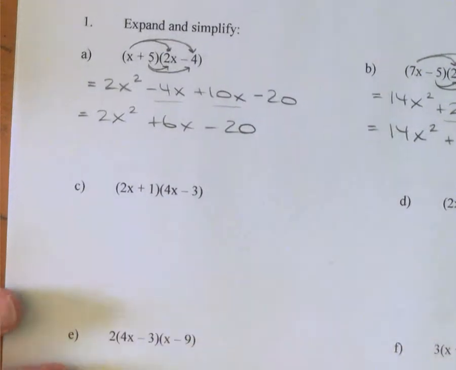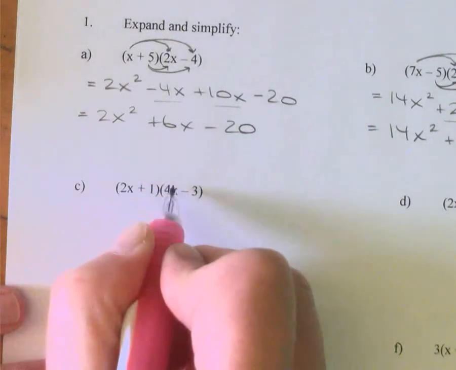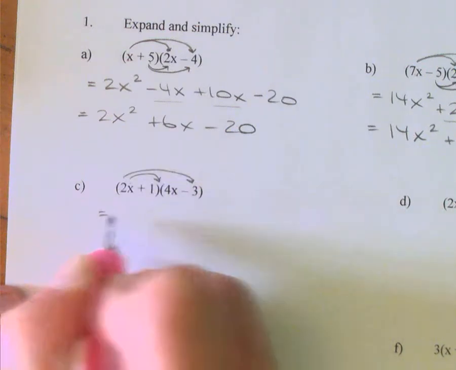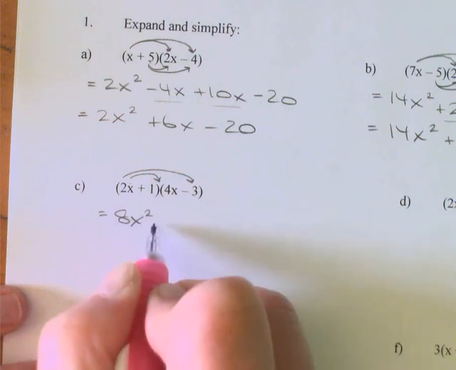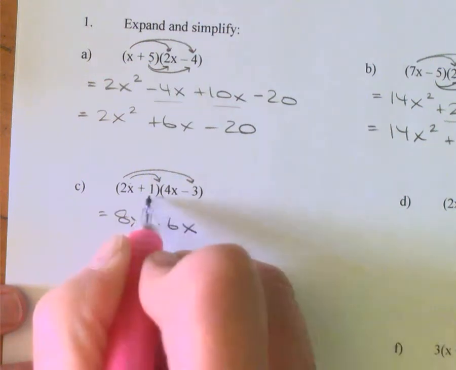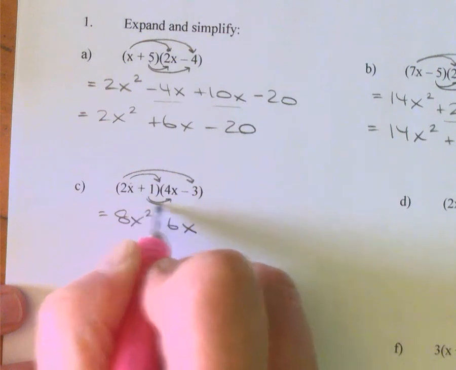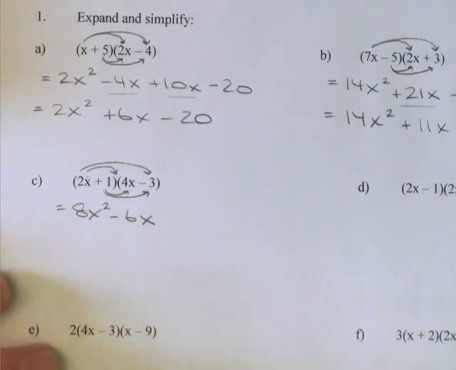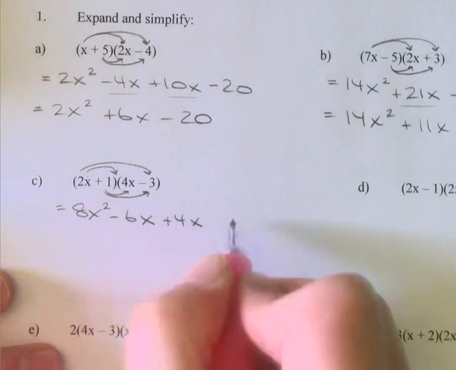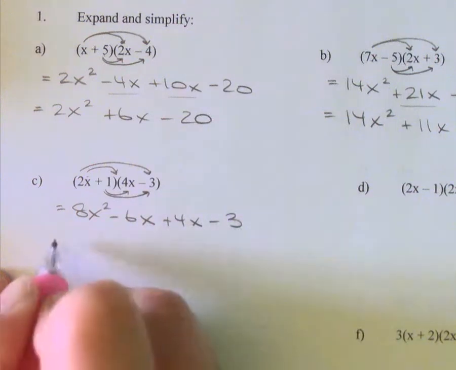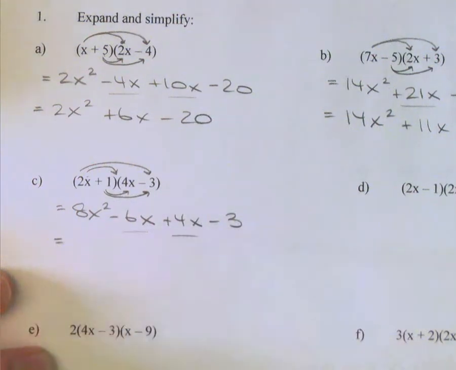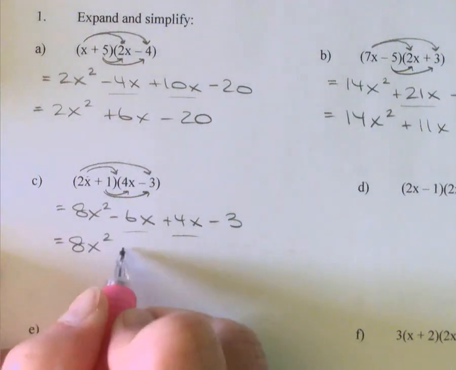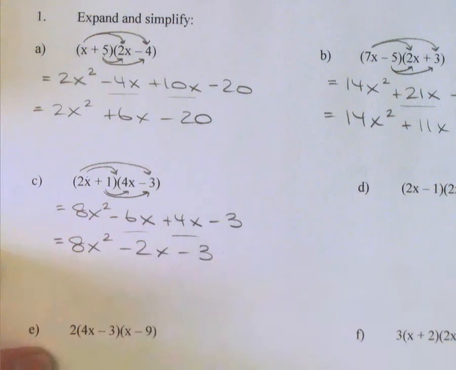Okay, if I look at the next one, I'm going to multiply 2x with 4x and 2x with minus 3. So that gives me 8x squared minus 6x. And now I'm going to do 1 times 4x and 1 times minus 3. So 1 times 4x is 4x, and 1 times minus 3 is minus 3. And now I can add the like terms. I have 8x squared minus 2x minus 3.